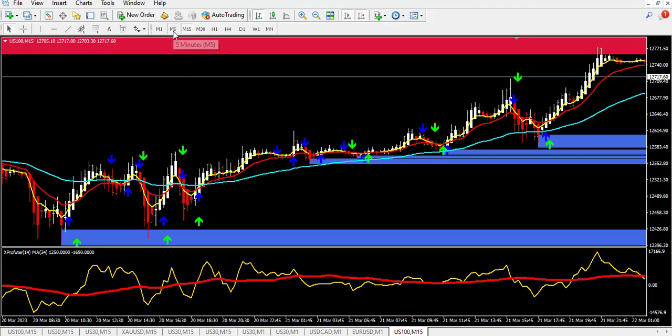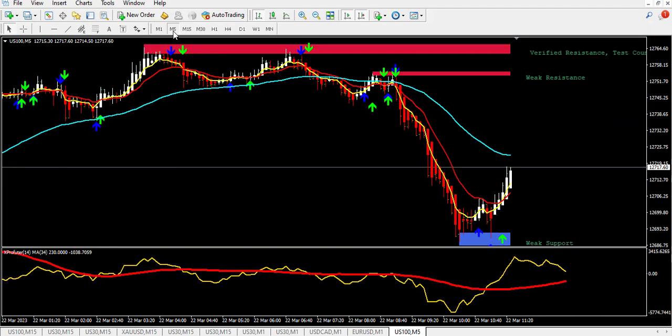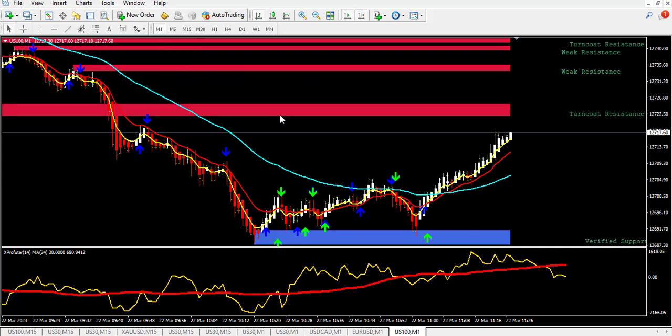You can use it on any time frame. I will advise that you stay from 15 minutes downward. So it is best and most accurate on 15 minutes downward. But I have explained how to use it on the 1 minute time frame.